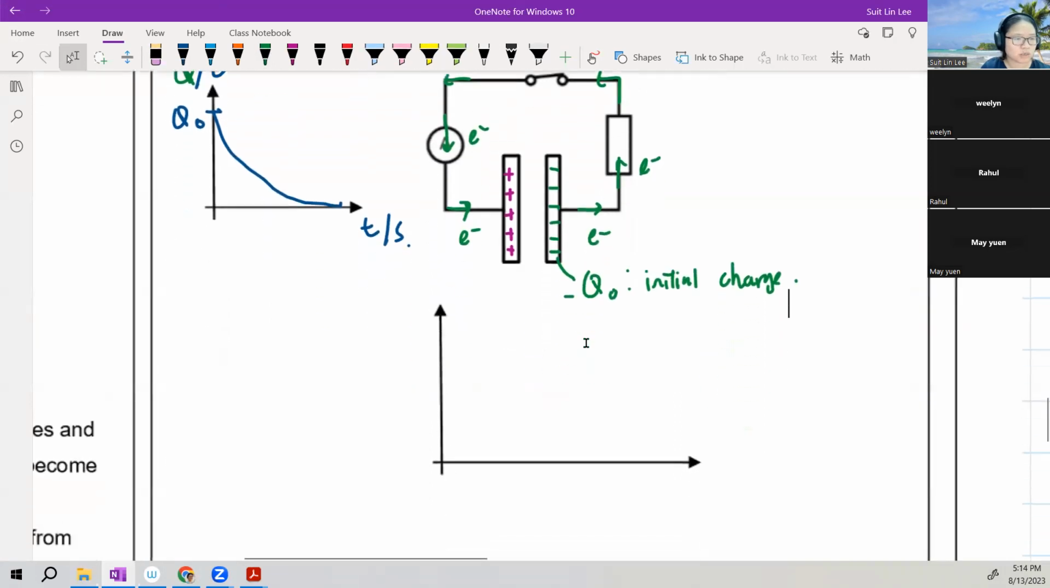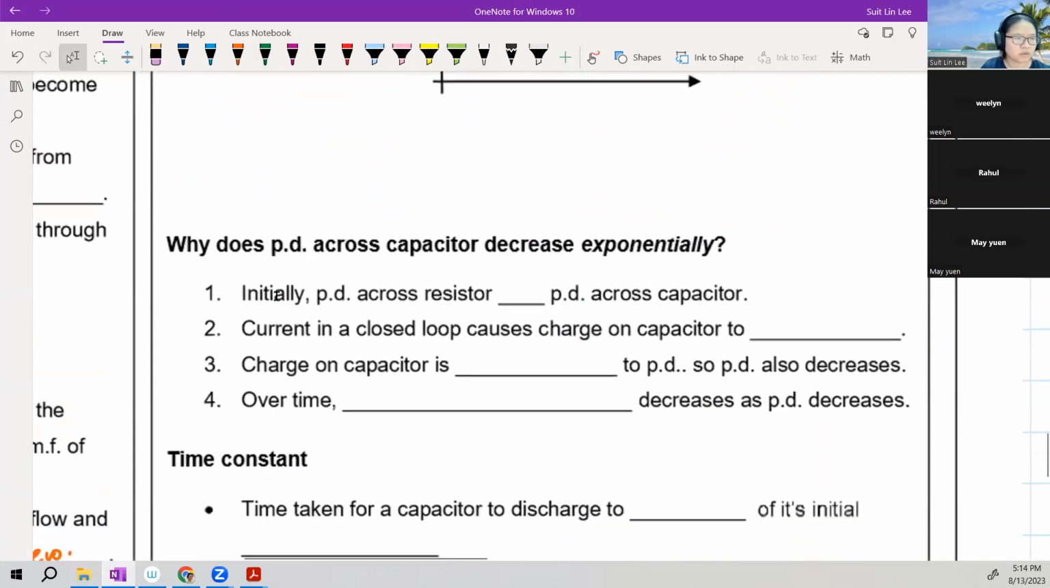So the question would be, what is going on here? Why does the PD across the capacitor decrease exponentially? Personally, I find this question very mathematical, but they did ask, so I'm going to list down the question year where it came from. Question 6.